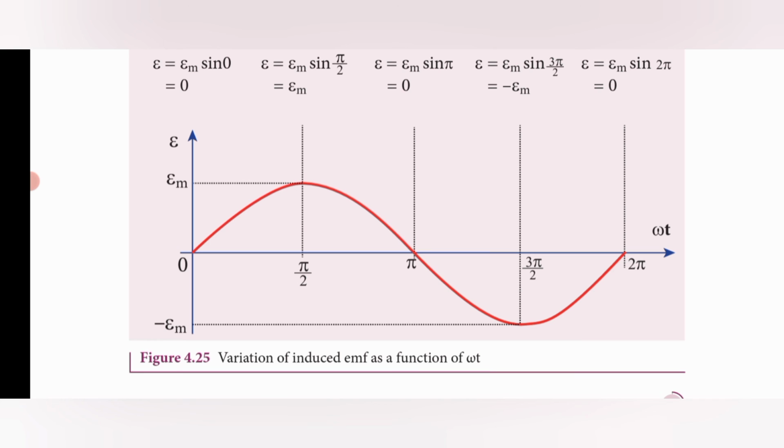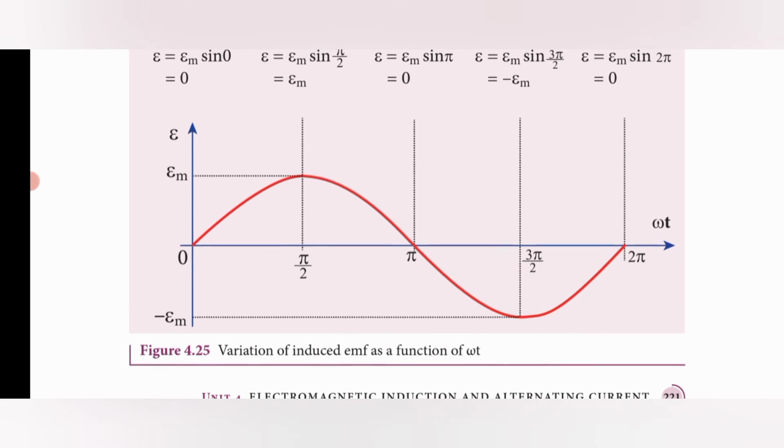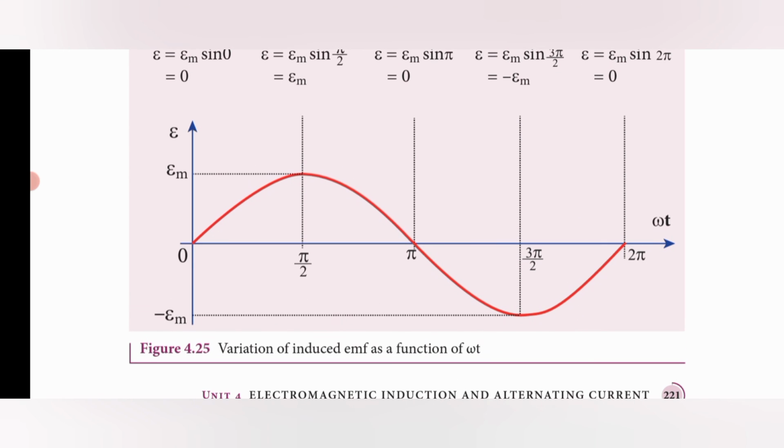This red colored wave is considered a sinusoidal wave. The alternating induced EMF is produced, and it is also termed an alternating current. This alternating current is also referred to as AC current. This is an important topic. We are going to study AC current in the next chapter, in the same lesson, in the next topic.